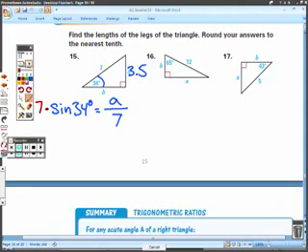Okay, let's do one more. The cosine of 34 degrees equals, this time it's not A over 7, it's B over 7.